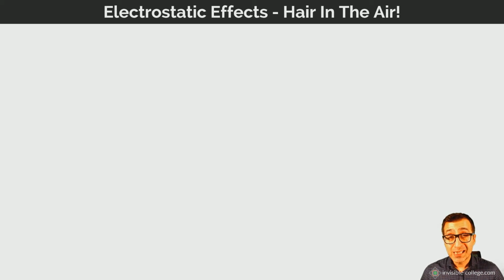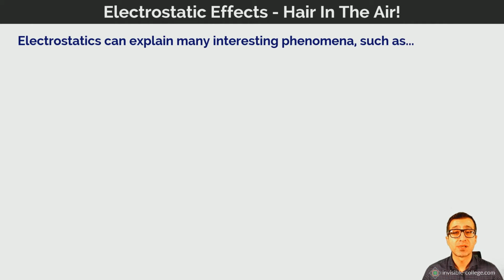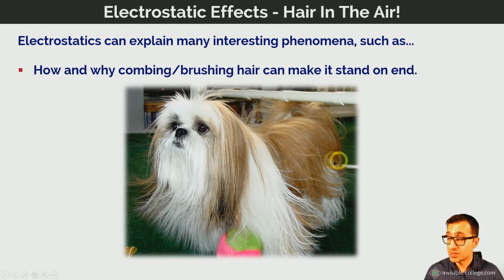So we can explain many phenomena by means of the principles of electrostatics. So, for example, why when you comb or brush long hair, it can cause the hair to stand on end. So this rather perplexed looking dog, for example, has had its hair brushed, and as you can see, some of its hair is standing up. And this is as a result of the hair building up a static charge.